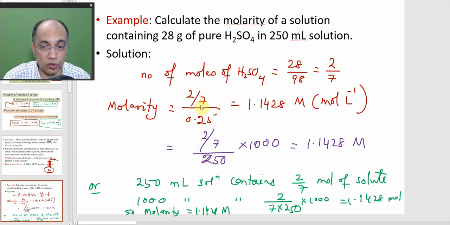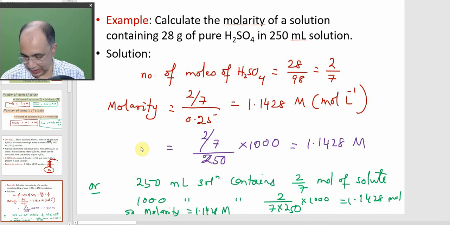So number of moles by volume in liter, that will give you the molarity, 1.1428 capital M or moles per liter. Or you can say 2 by 7 moles by volume in milliliters into 1000. The answer will be same. Or you can go for unitary method. If 250 ml solution contains 2 by 7 mole of solute, then 1000 ml will contain 2 by 7 divided by 250 into 1000. So the answer will be again same.